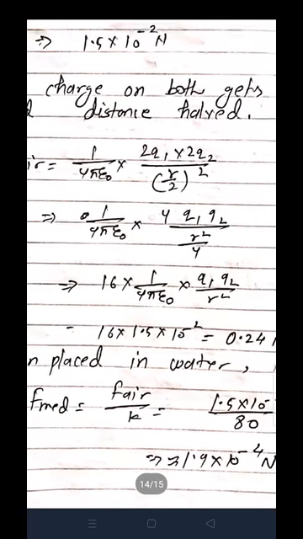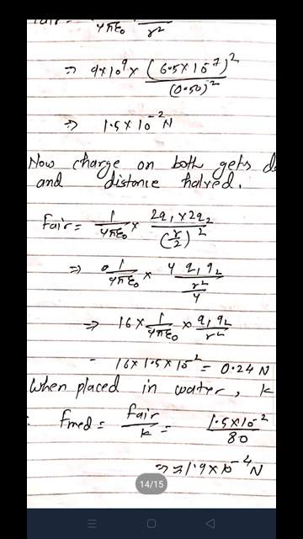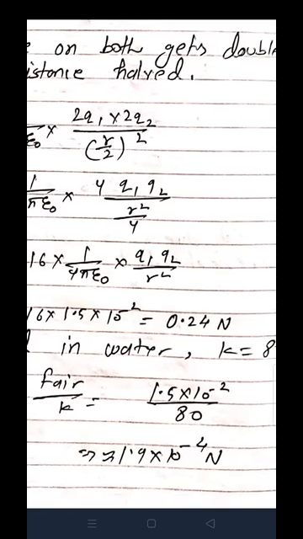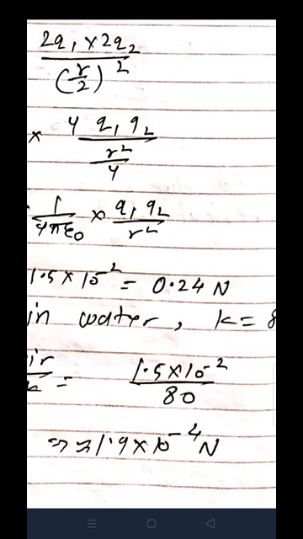So we need to find the force when placed in water, that is medium. So from that formula only we can find F medium equals F air by K, that is dielectric constant. F air we have already found, 1.5 into 10 to the power minus 2 divided by 80, that is the dielectric constant, and you will get the value as 1.9 into 10 to the power minus 4 Newton. This is the value of the force when the same charges are placed for the same distance, not in air but in water. So in this one numerical only we did 3 types of numerical.